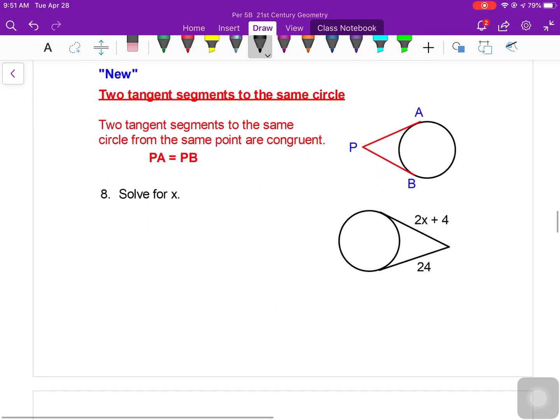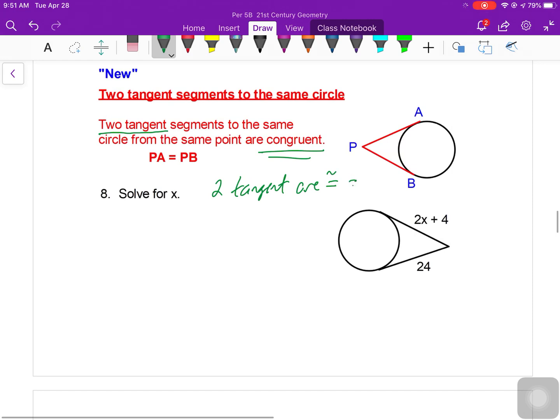Okay, enough with the review. Let's move on to some new things. So here's a new concept. And this concept says if we have two tangents to the same circle, they have to be congruent. So if two tangents are congruent, that means they are equal. These would be congruent. Two tangents from the same point to the same circle have to be congruent. But that really means tangent equals tangent.